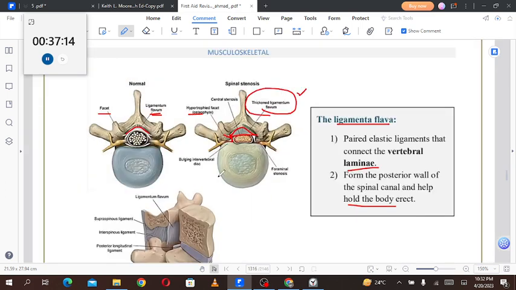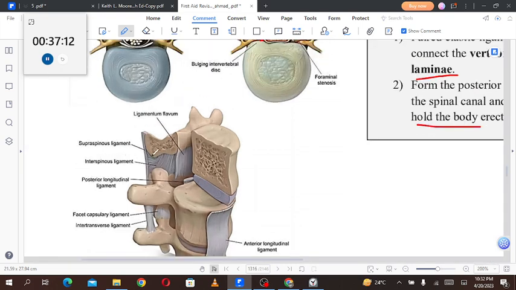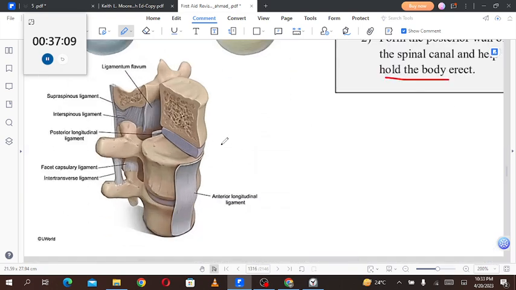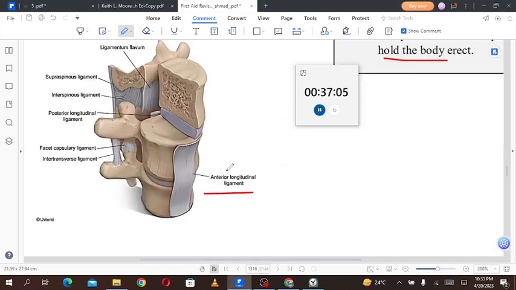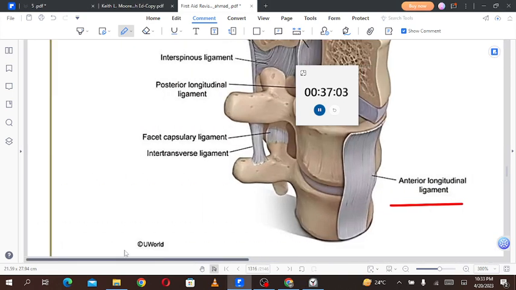Okay. Here you can see some ligaments of the spinal canal or the vertebral body. This is the anterior longitudinal ligament over here. We have the anterior longitudinal ligament.